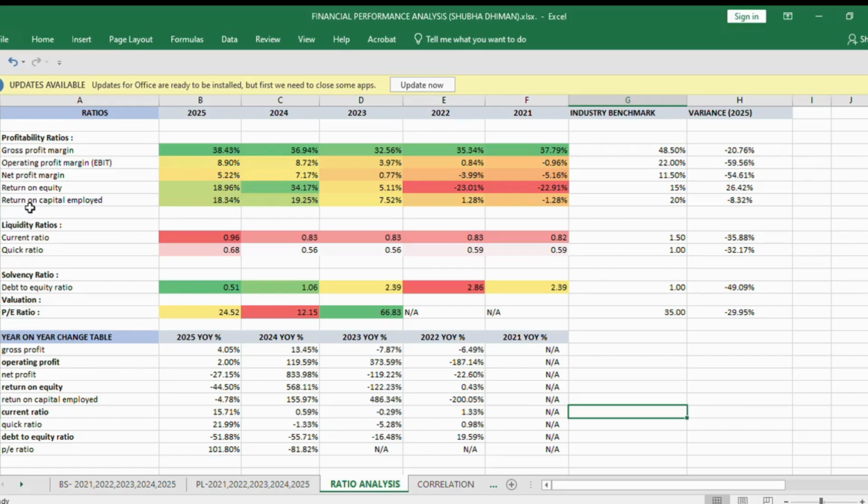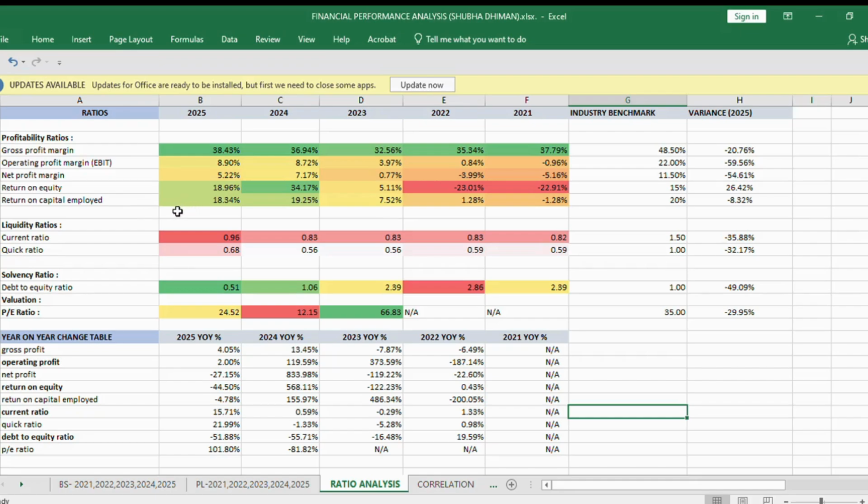Next is return on capital employed. The formula is EBIT, earnings before interest and tax, divided by capital employed. The formula used for capital employed is total assets minus current liabilities. This is the best measure of overall efficiency for a capital heavy business like Tata Motors.